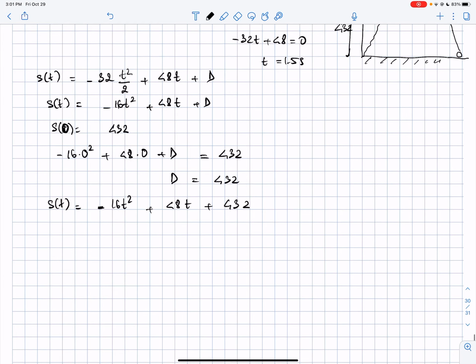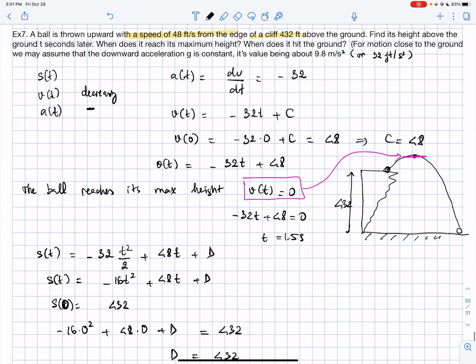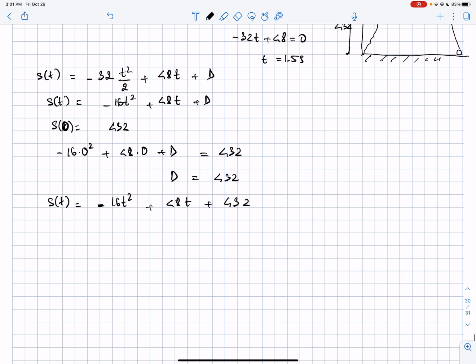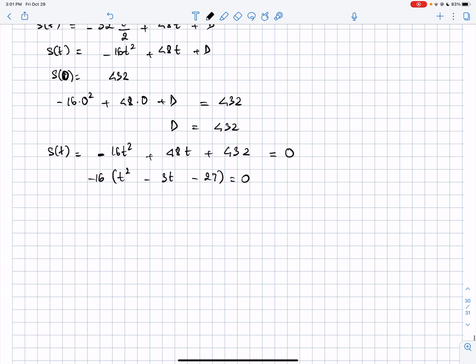Now we want to find t because the problem is asking when, which is finding the time. So we have the distance function. The ball hits the ground when the distance is 0. Then we will solve this equation. We will take out the negative 16. Then we will get t squared minus 3t minus 27 equals 0.